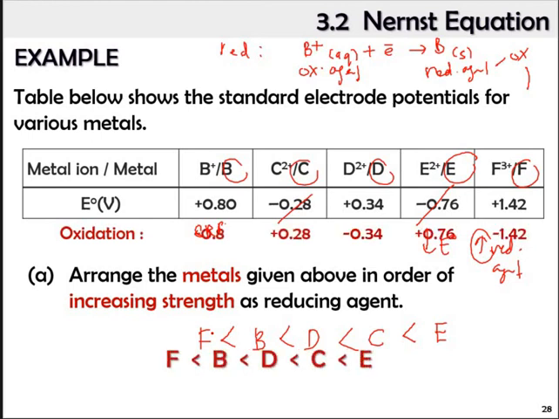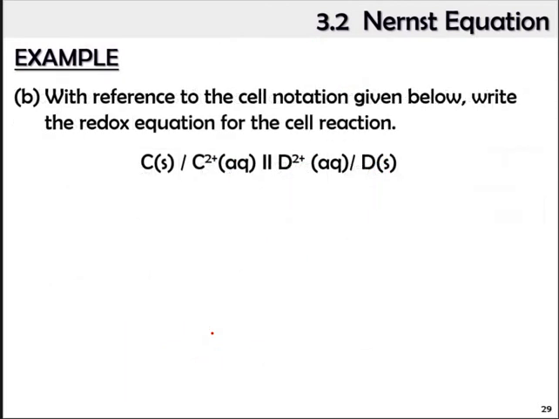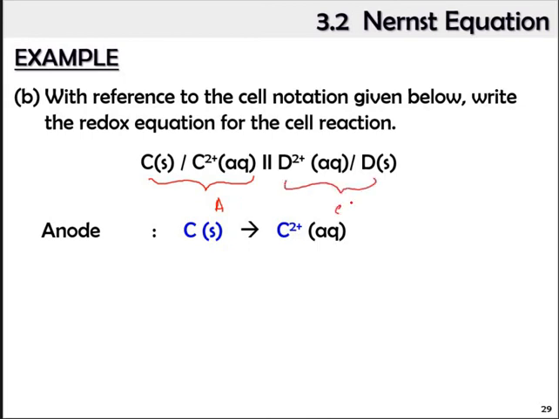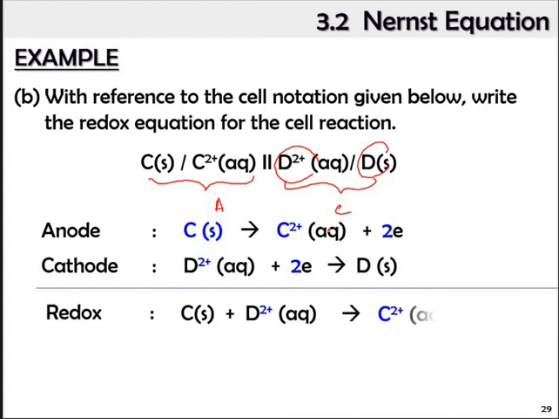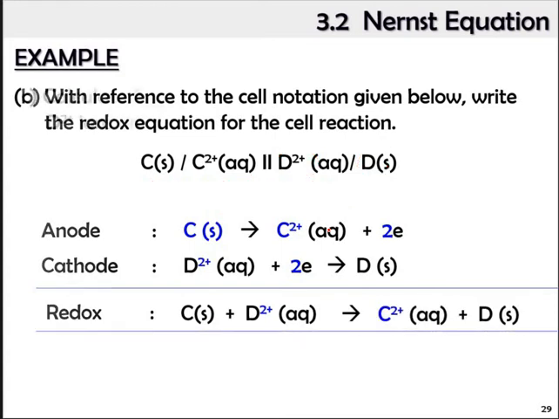Okay, alright, sama. Okay, tengok. With reference to the cell notation given below, write the redox equation for the cell reaction. Daripada cell notation ni, kita tahu ni adalah anode, ni adalah cathode. So, anode adalah C, jadi C2+. Okay, and then cathode adalah D+, jadi D. Okay, buat dulu macam ni. Lepas tu, baru tulis dia punya elektron. Okay, pun boleh. So, this is redox equation. So, elektron sama, tak payah darab apa-apalah.